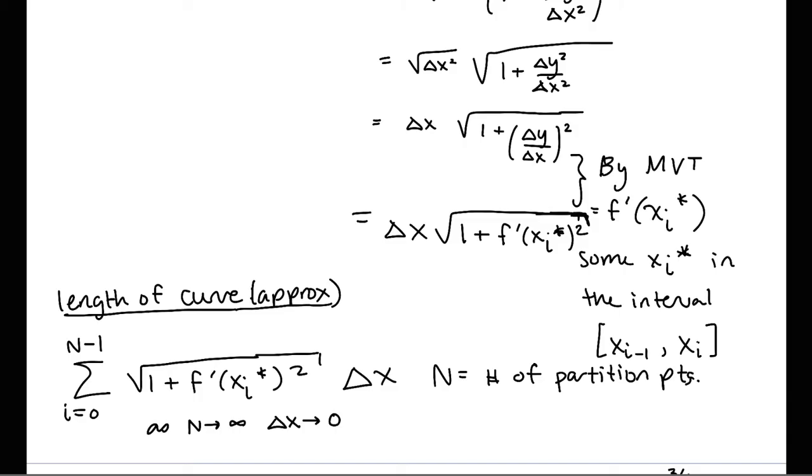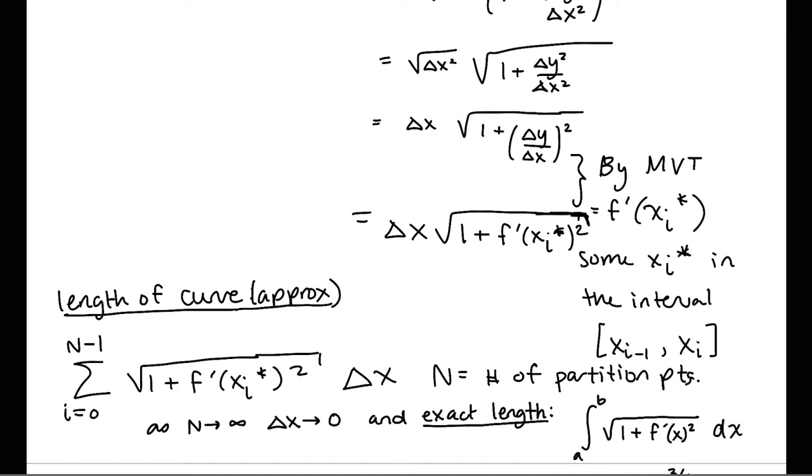So as n goes to infinity, delta x goes to 0, and we get the exact length given by the integral of the square root of 1 plus f prime of x squared dx. And where do you start your partition? At a. Where do you end the partition? At b.